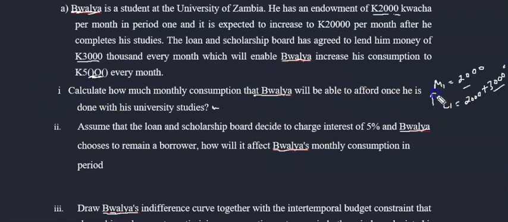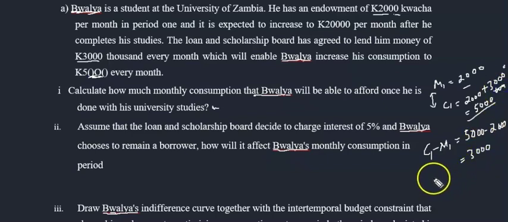If we subtract these two, we will get the amount that Walia is required to pay back in period 2. So if we say C1 minus M1, then we will have 5,000 minus M1, which is 2,000. Here we got the 5,000, and that shows where the 5,000 is coming from. So when we subtract, we remain with 3,000, the amount that Walia is required to pay back in the next period.